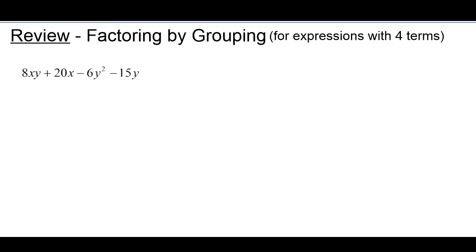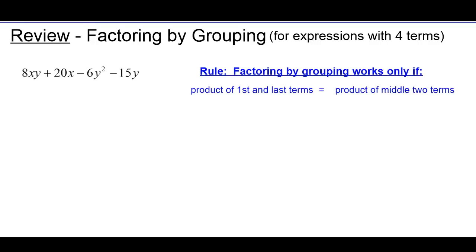A good first step when we're factoring is to always look at all the terms in your polynomial to see if there's a greatest common factor. These 4 terms have nothing in common other than a factor of 1. So now we can look to grouping. It's important to remember that the grouping method doesn't always work. And the rule is this. Factoring by grouping only works if the product of the first and last terms is equal to the product of the middle 2 terms. So let's look at our polynomial.